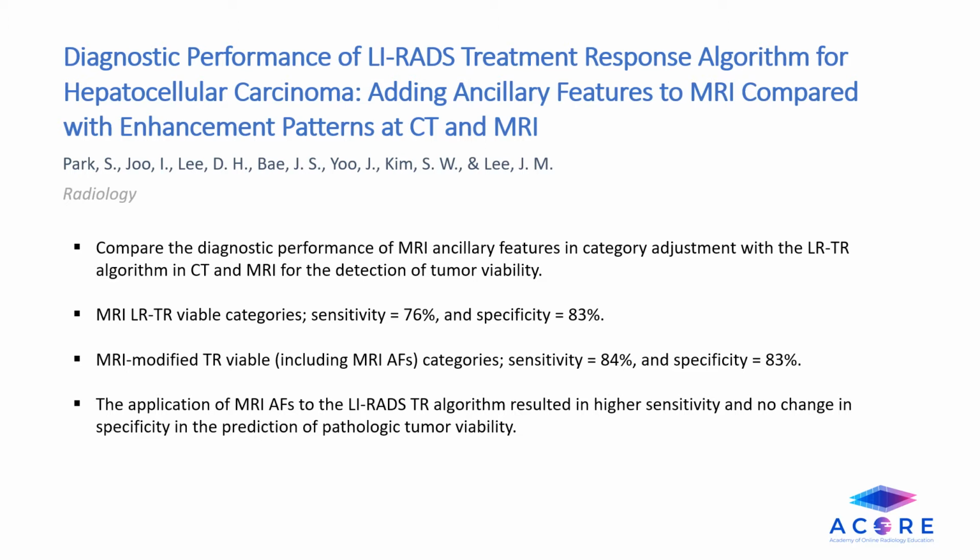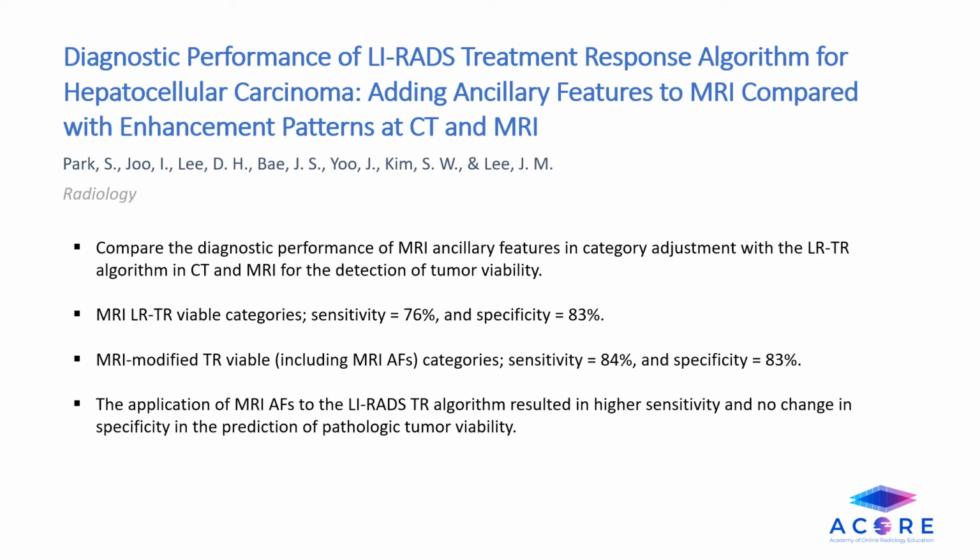In this paper by Park and published in Radiology, the authors wanted to compare the diagnostic performance of MRI ancillary features in category adjustment with the LRTR algorithm in CT and MRI for the detection of tumor viability. The authors found that the MRI LRTR viable categories had a sensitivity of 76% and specificity of 83%.